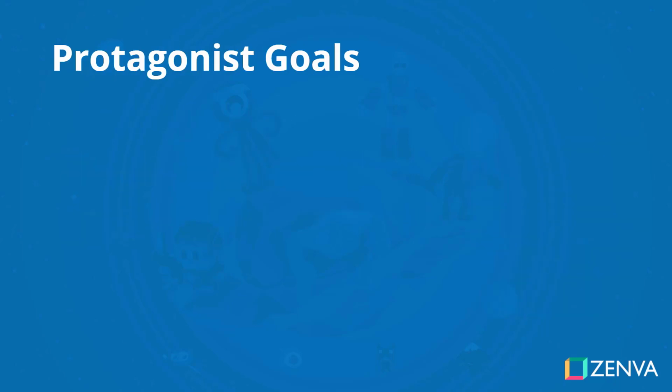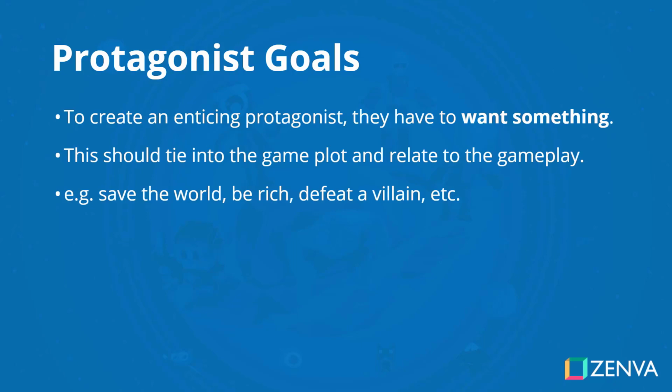So, next up, we need to go over the protagonist goals. Now, the protagonist goals are there to create an enticing protagonist, okay? They have to want something. And this should tie into the game plot and relate to the gameplay, okay? For example, saving the world, becoming rich, defeating the villain, etc. Okay? If you want a good, well-defined protagonist, they have to want something. And the game is going to be their journey of trying to achieve it.